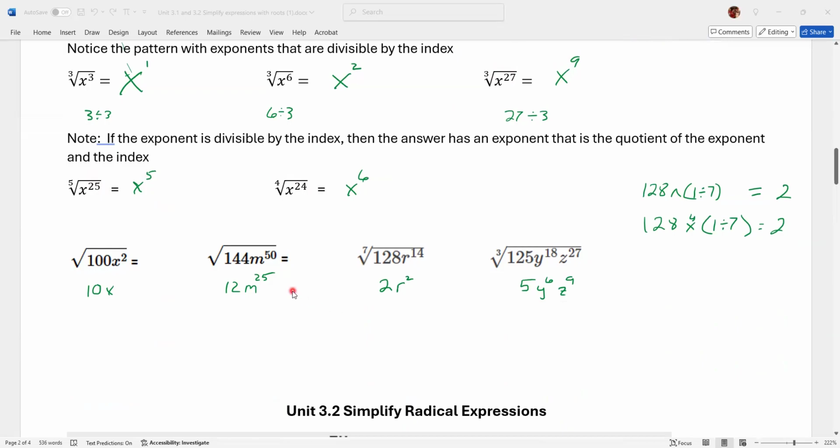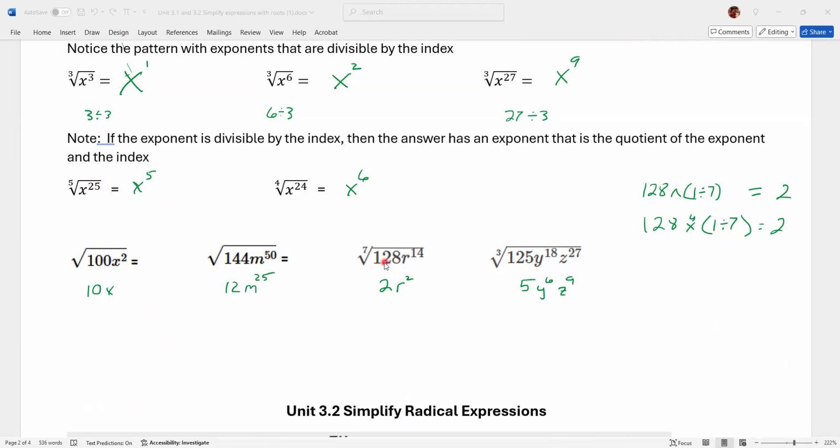Okay? Now, a combination of numbers and variables should present no problem. Square root of 100 is 10. Square root of x squared is x. So there's your answer. The square root of 144 is 12. M to the 50th. Well, 50 divided by 2 is 25. So m to the 25th.